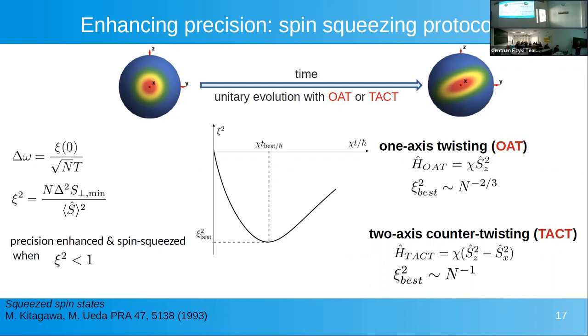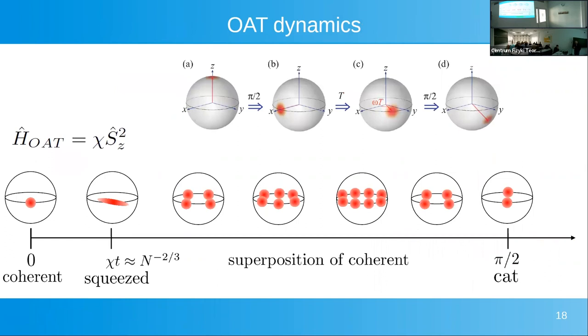And such a Hamiltonian allows us to reduce the variance of measuring delta omega. So it allows us to increase the accuracy of these measurements. The protocol itself looks as follows. We start with the system on the equator, and we allow it to evolve. And with the OAT Hamiltonian, we can see a family of different states. So we start from the coherent superposition, and nonlinearity can squeeze the state, meaning decreasing the variance in one direction. Later on, superpositions of coherent states appear, and at time pi over 2, in some properly chosen units, we have a cat state. So we have a maximally entangled state.